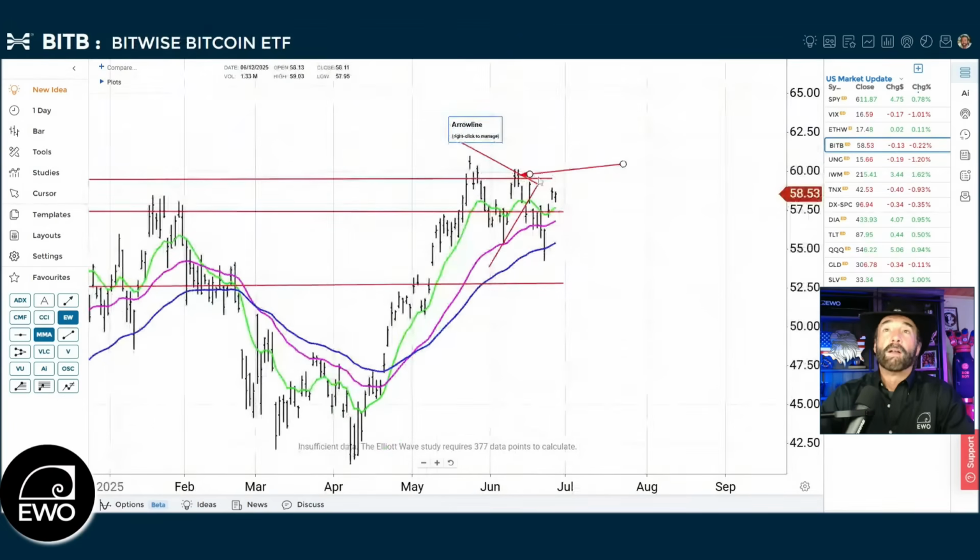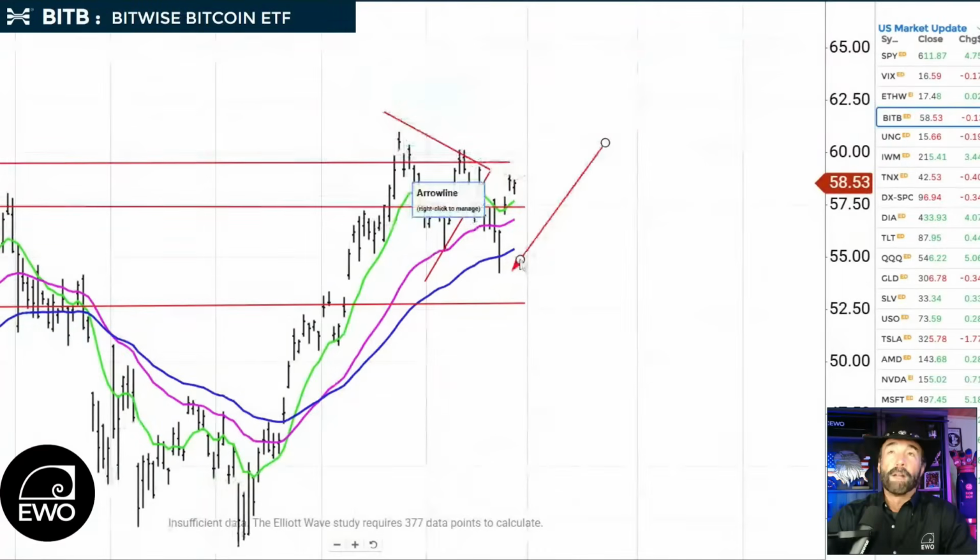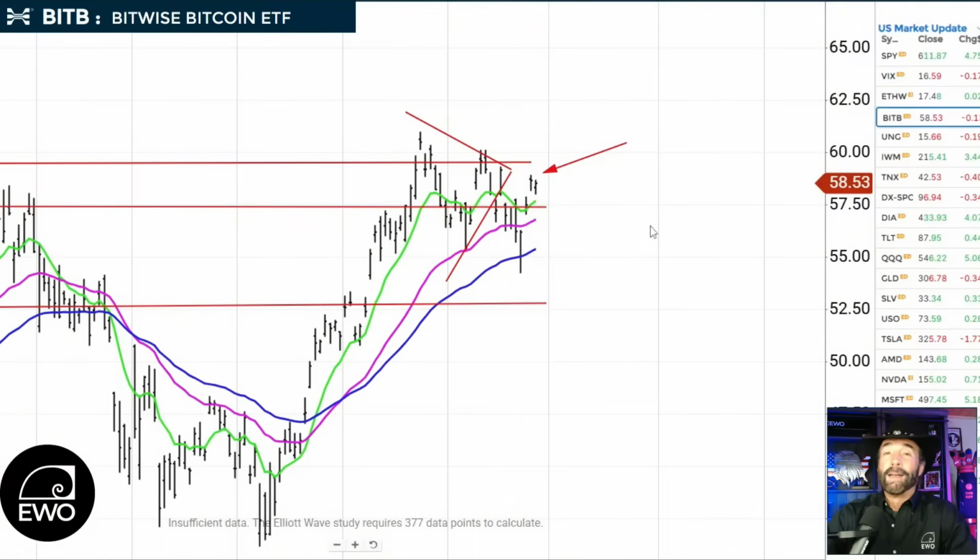We had this bit of a triangle here. We broke to the downside, kind of tested this 50-day moving average, and now we're back up testing the point of the triangle. So we followed the rules of a triangle. We broke out. We came back and tested it. Where is Bitcoin going to go from here? Well, at this point in time from the charts, it's anybody's guess.